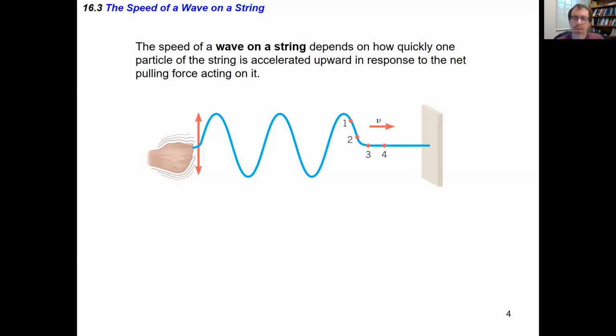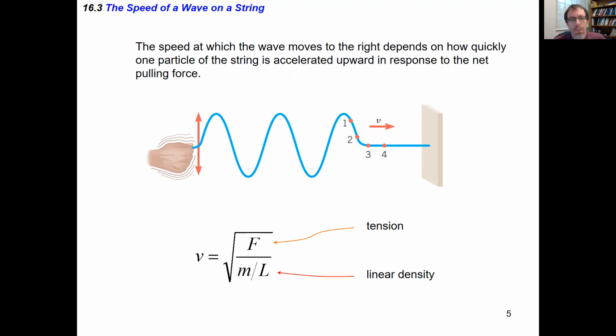We could picture trying to send a wave pulse down a really thin string, something like fishing wire, versus a big old thick rope. If we make the same motion for a fishing line versus a big old thick rope, it's going to travel a lot slower on that more massive rope. So the speed of our waves depends on how tight the string is and how massive the string is.